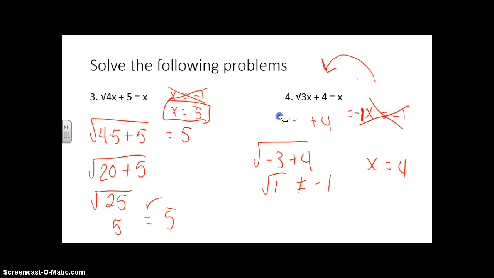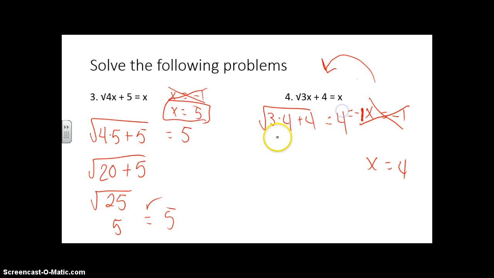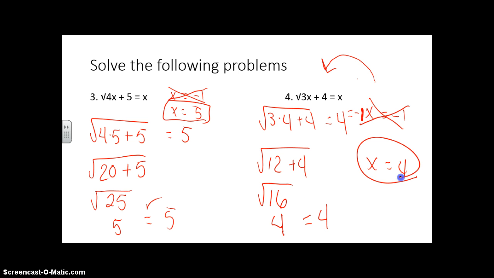Let's try x equals 4. So if I have the square root of 3 times x, which is 4, plus 4, does that equal 4? Let's see. 3 times 4 is 12. 12 plus 4 gives me 16, so I have the square root of 16. Does the square root of 16 give me 4? It does, which equals 4. So x equals 4 works. That is a solution right there.